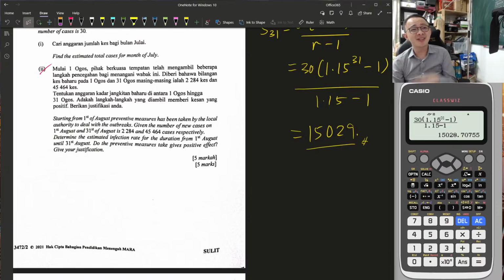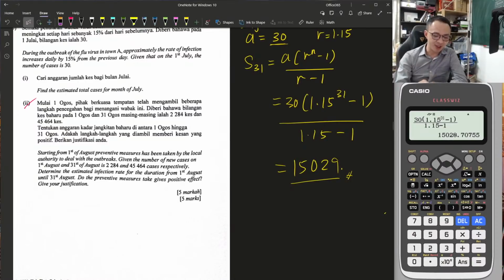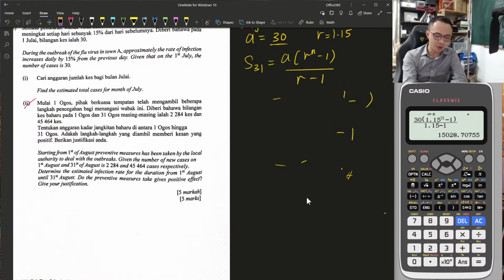Okay, first thing is we want to know how many percent, because in July they did tell us it's 15% daily, but for August we do not know the percentage. They only tell us the first day and the last day. So what we want to do here is, from the accumulated number, estimate what the percentage is.